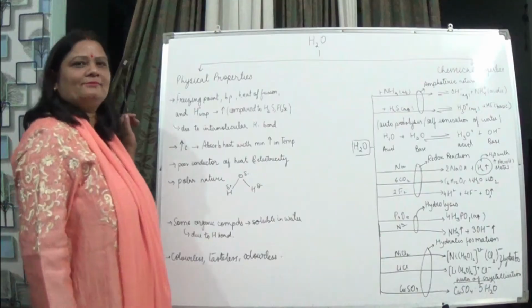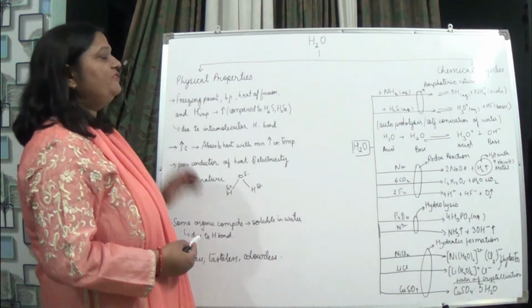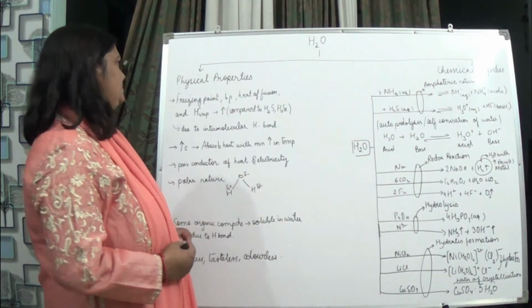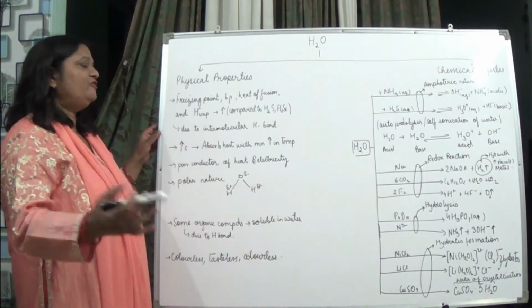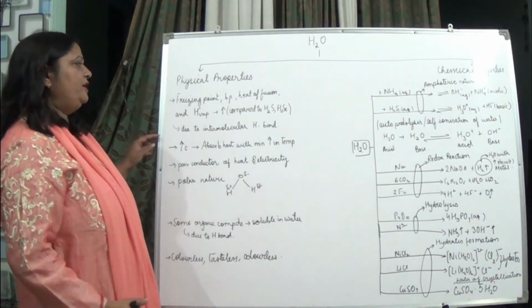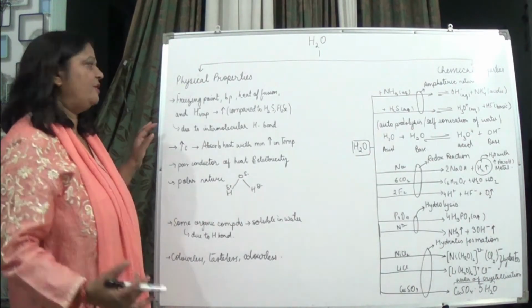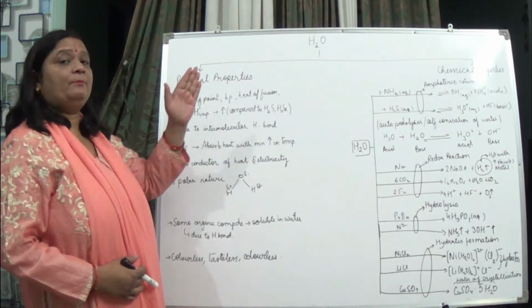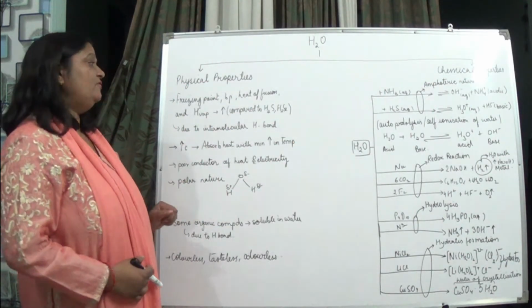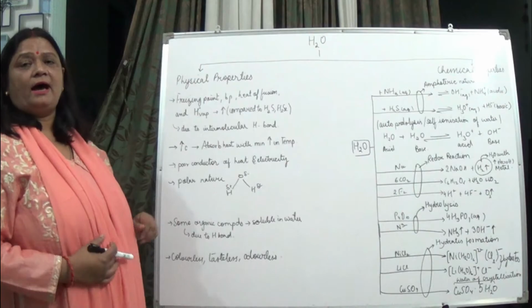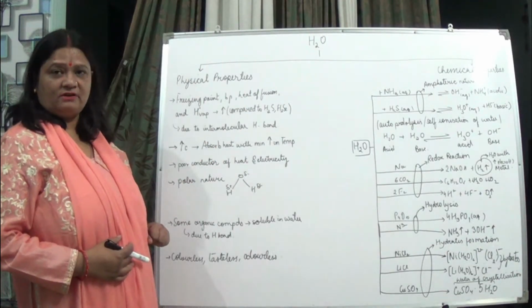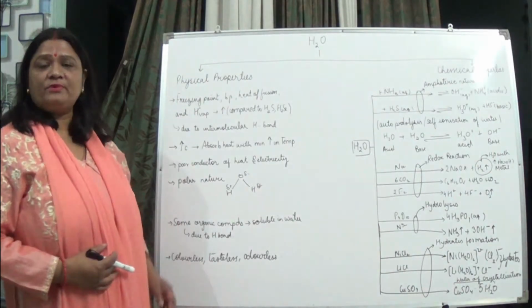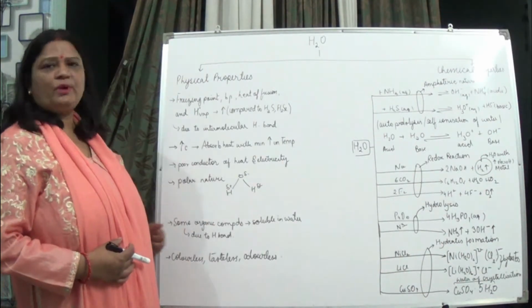Now let us study the physical and chemical properties of water. First we will study the physical properties. When we talk about the freezing point, the boiling point, the heat of fusion and the heat of vaporization, they are higher when we compare them with hydrogen sulfide. Why are the freezing point, boiling point, heat of fusion and heat of vaporization more than those of H2S?